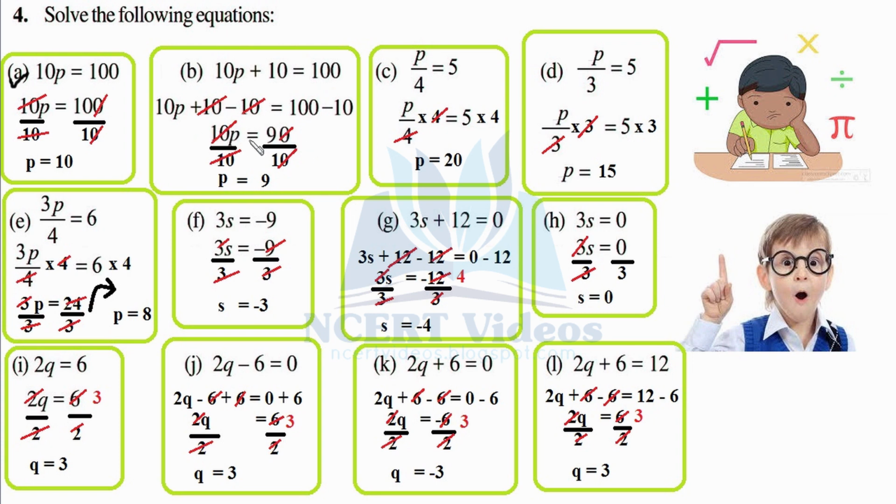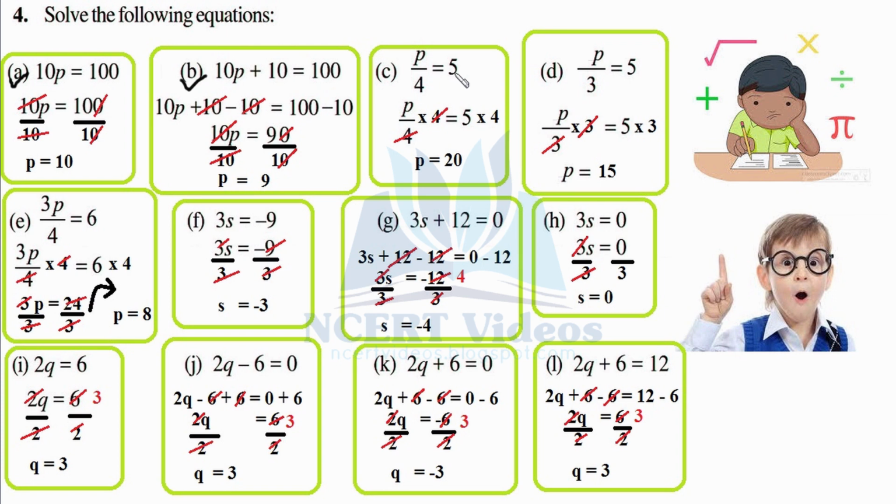So we are doing it in the same step. So far we have reached only this, 10p equals 90. But 10 is getting multiplied with p. In order to get rid of this 10, we'll have to divide by 10. We have to do it on both sides. So by 10, by 10. 10 cancel. p is only separated. Now 9 times 10 is 90. So p equals 9 is the required solution of this equation.